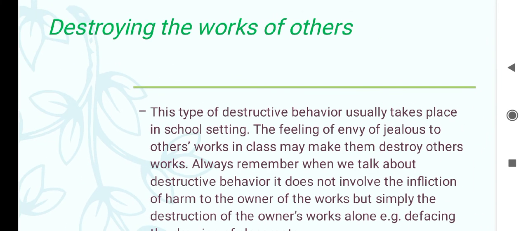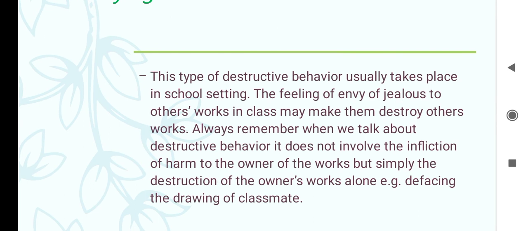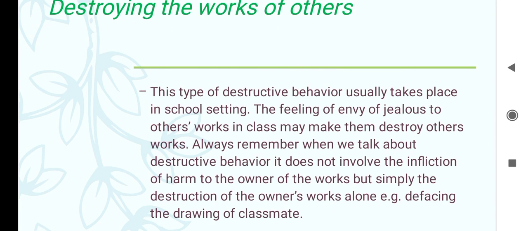Destroying the work of others. This type of destructive behavior usually takes place in a school setting. Feelings of envy or jealousy toward others' work in a class may make them destroy others' work. Always remember, when we talk about destructive behavior, it does not involve infliction of harm on the owner of the work, but simply the destruction of the owner's work alone. Example: defacing the drawing of a classmate.